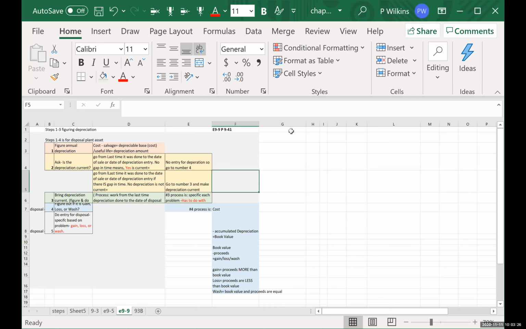Theo Company has delivery equipment that costs $50,000 and has been depreciated $24,000. Instructions. Record entries for the disposal under the following assumptions. A, it was scrapped as having no value. B, it was sold for $37,000. And C, it was sold for $20,000. All right, so those are the three scenarios.